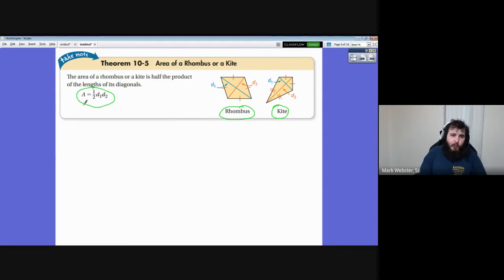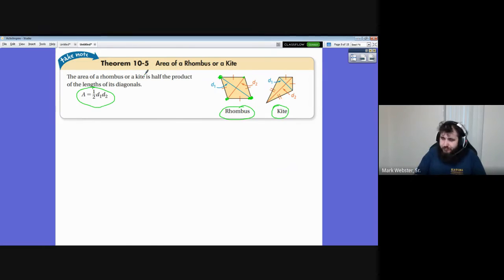All right. So 1/2 times the diagonal times the other diagonal. And when they say the diagonal, they expect corner to corner, all the way through. If you don't use all the way through, you know you ain't right. So make sure you are using the entire diagonal when you're doing this.